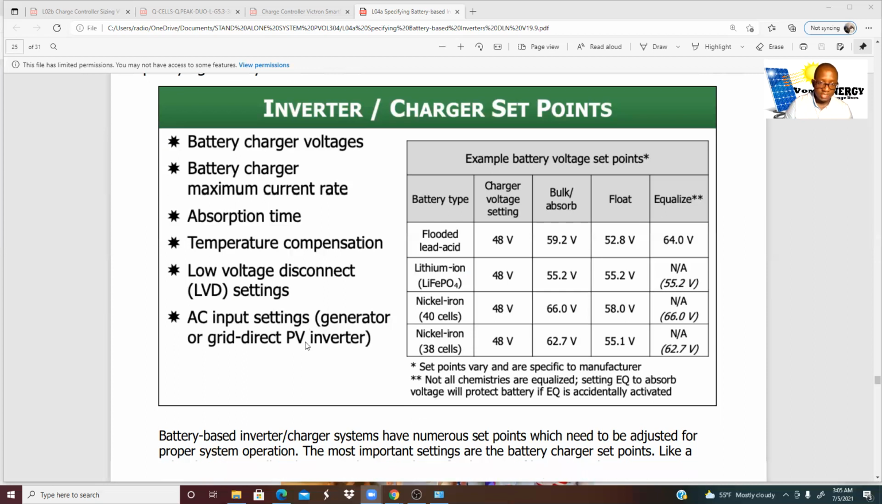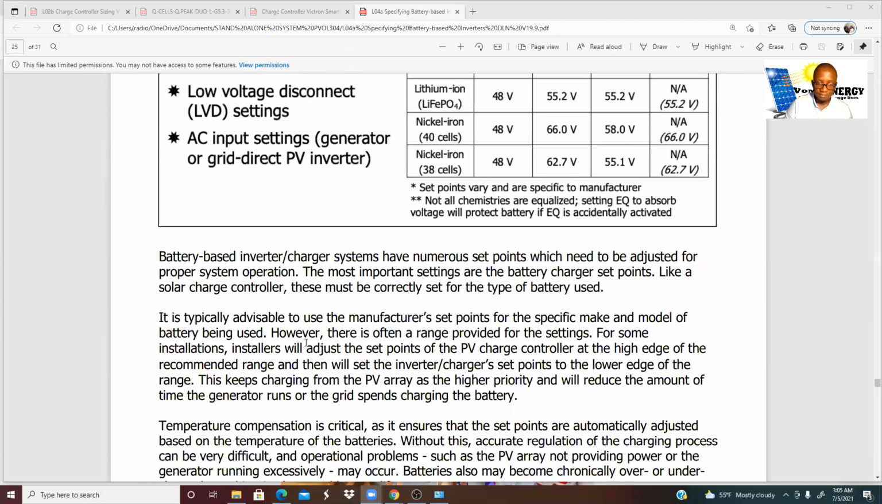So the inverter charging set points. Battery-based inverter and charging systems have numerous set points which need to be adjusted for proper system operation. The most common settings are the battery charging set points, like a solar charge controller. These must be correctly set for the type of battery used.